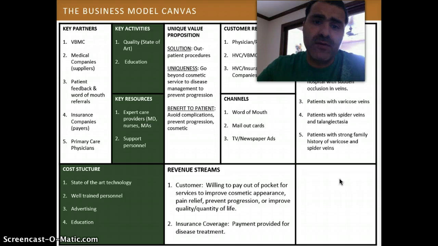When we talk about the cost structure, we'll be talking about the state-of-the-art technology cost, the training of the personnel, the advertising, which is going to be a major cost element in the success of the clinic, particularly in the initial phase of 6 to 12 months before word of mouth becomes the major referral source and the major advertising element for the clinic, and of course the education cost.